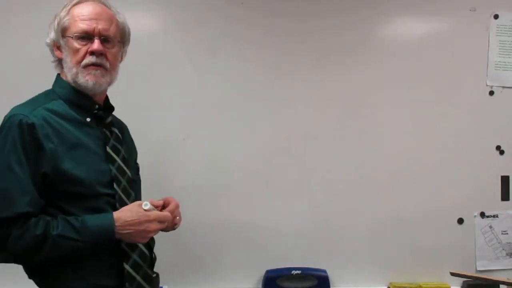Hi there, I'm Mr. Orr, and I'm back to talk with you about section 6.2 in your algebra books, and that is the substitution method of solving two equations simultaneously. So what we have is two linear equations, and we are asked to find the point of intersection. That is the solution for those two lines.